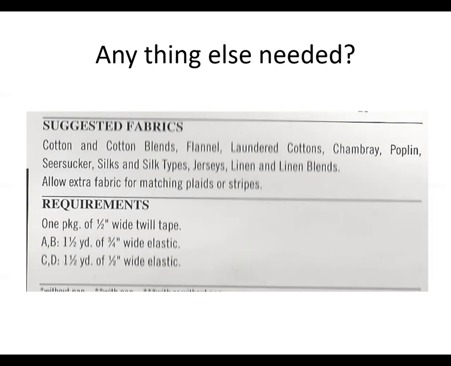What else do you need in order to make this pattern? Well, you'll need 1 package of 1/2 inch wide twill tape. For view A and B, you'll need 1 1/2 yards of 3/4 inch elastic. And for view C and D, you'll need 1 1/2 yards of 1/2 inch wide elastic. Now, the reason that they put those numbers on there is because that's how much yardage is in a package.